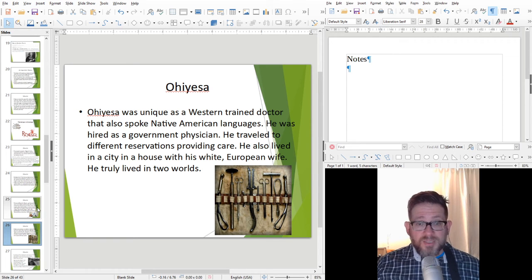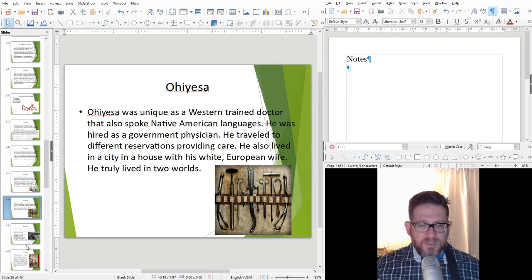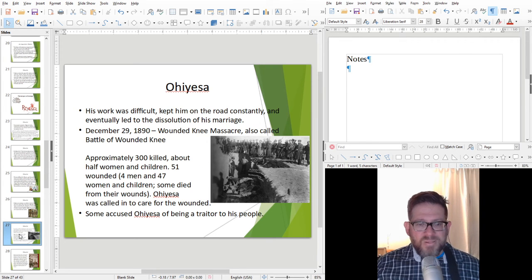Ohiyesa also ends up marrying a white European wife. She was a poet, and she was also an activist who was trying to work towards better conditions for Native Americans. It was very difficult for Ohiyesa. He was constantly on the road, traveling, and eventually his marriage fell apart, and he never got an official divorce, but they separated and never lived together again.